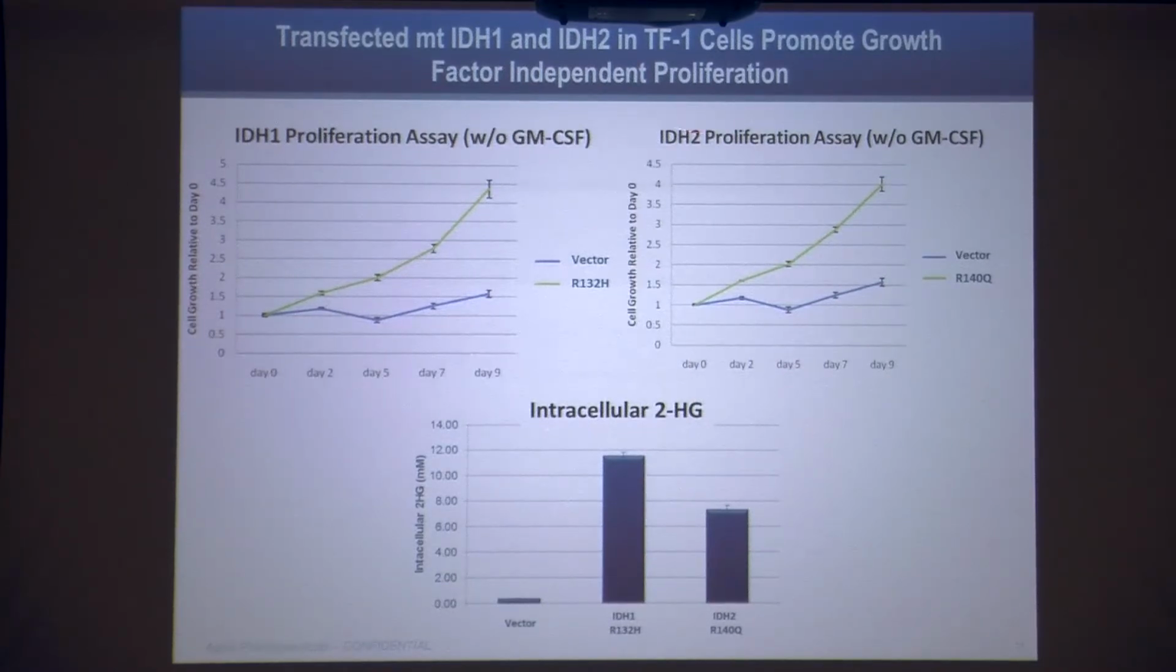And what normally happens, these cells require a growth factor called GM-CSF in order to grow. But if you express IDH1 or IDH2, these cells can grow in the absence of that growth factor. So it suggests that the presence of that mutant enzyme is conferring some novel activity to these cells, allowing them to rapidly proliferate. And this correlates with millimolar concentrations of 2-HG. We know that's what the enzyme's making.